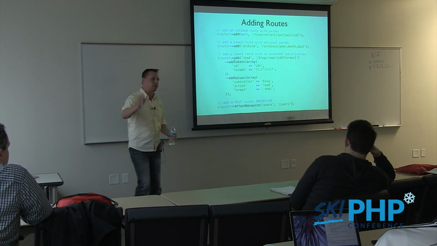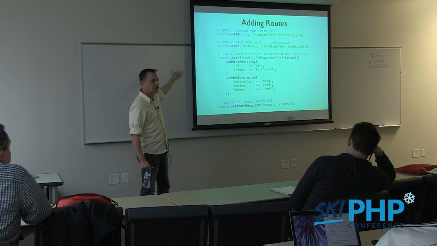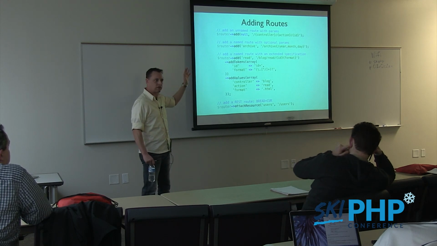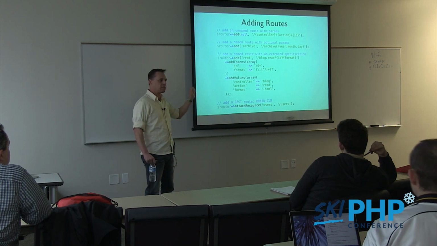So adding routes, this is all pretty standard stuff. Add an unnamed route for controller action ID. So any three-part route will match this. Everyone here knows what routers are, right? Anyone here not use routers? I'm not trying to embarrass you because there are some people who don't use them.